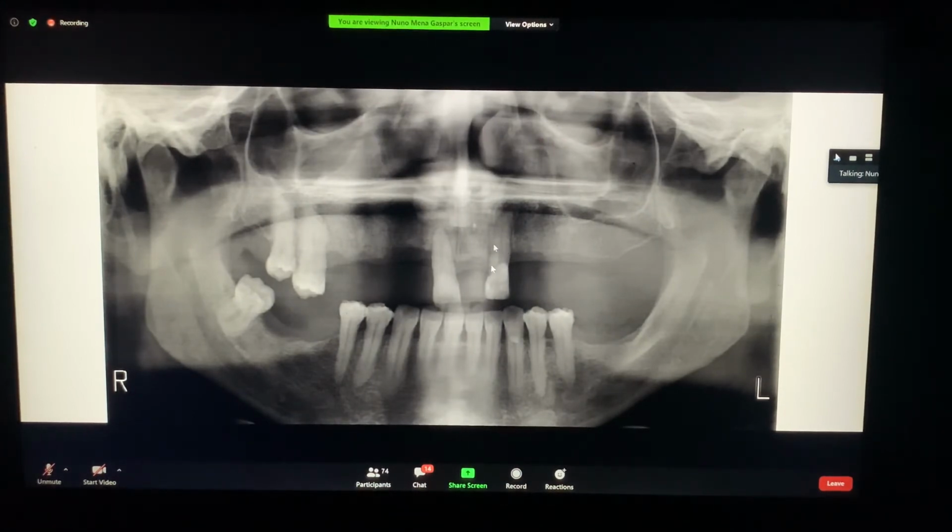This canine was almost in the lateral area and had infection.